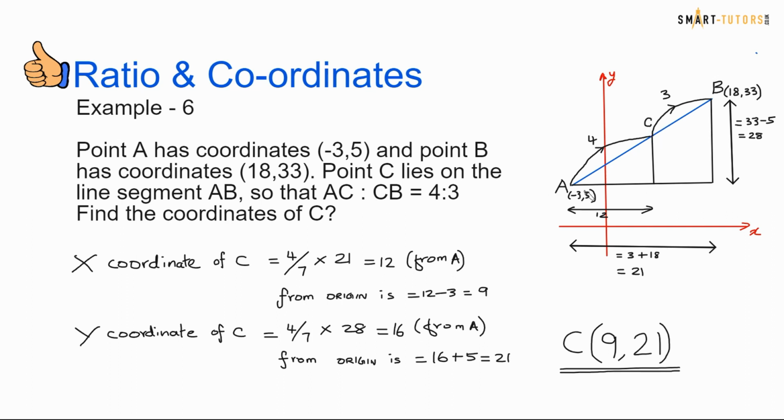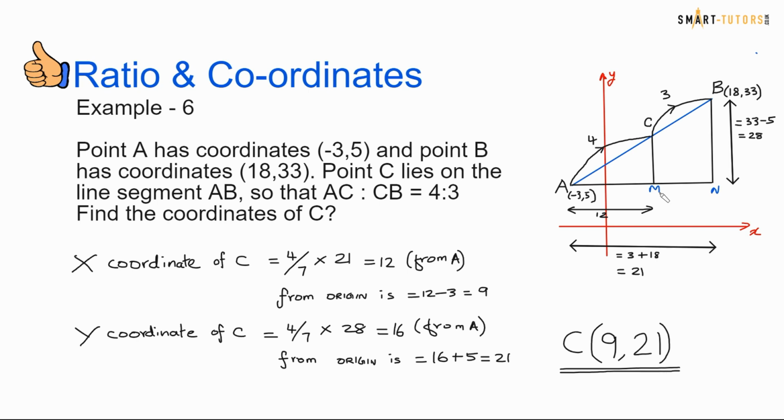So we will study this one in a different topic. It's called similar triangles. We are going to use the ratio theorem for this one. So altogether 4 plus 3 is 7 parts. Out of 7 parts, 4 parts is 4/7 is the coordinate of C. So we need to find out the horizontal length. If I say this is M and this is N, so the length of AM is 4/7 of the length of AN.